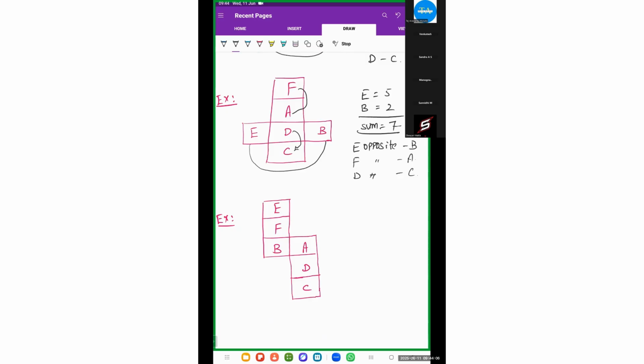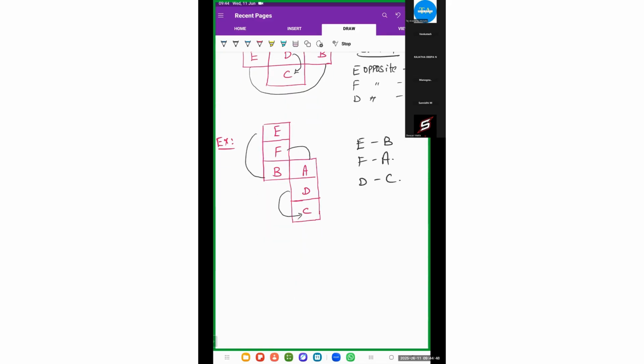Now you tell me, here E opposite is B. Next, F is A. D is C. So E opposite is B, then F opposite is A, then D opposite is C. Clear? Does anyone have any doubt here? No, sir. So, one more example.